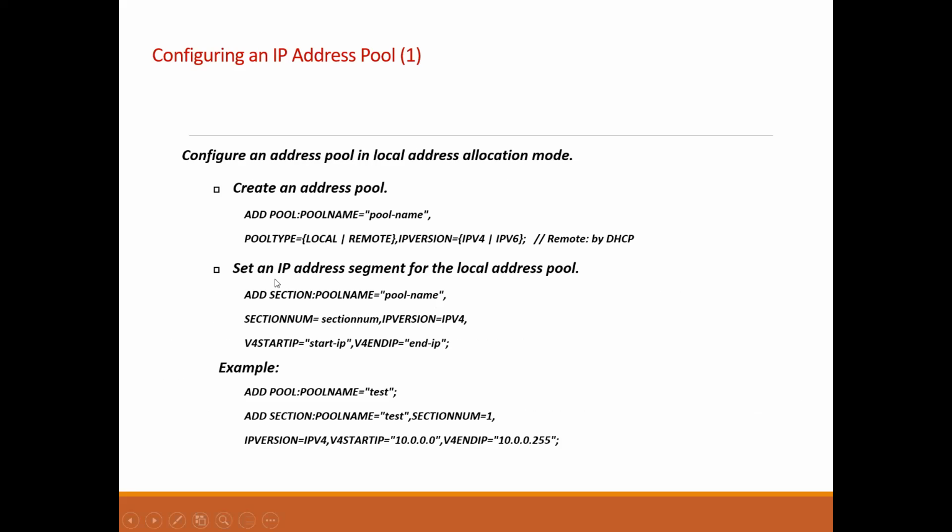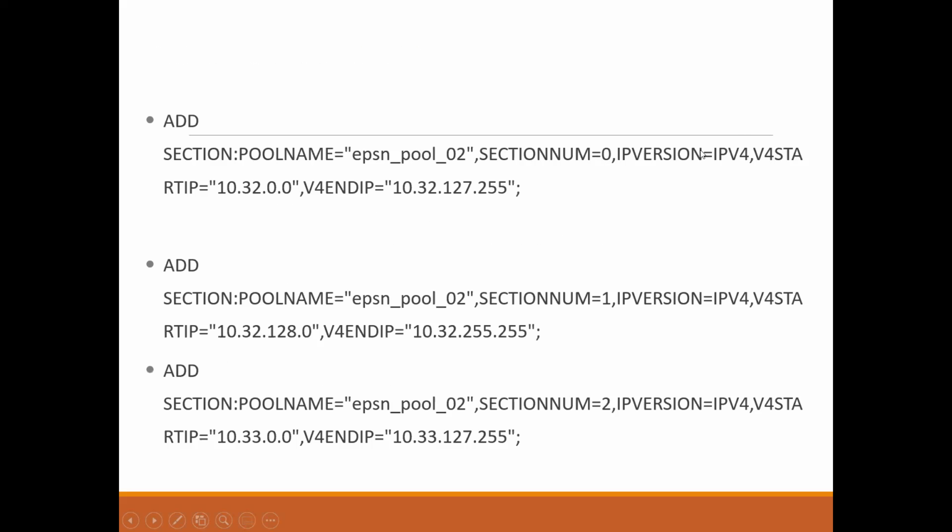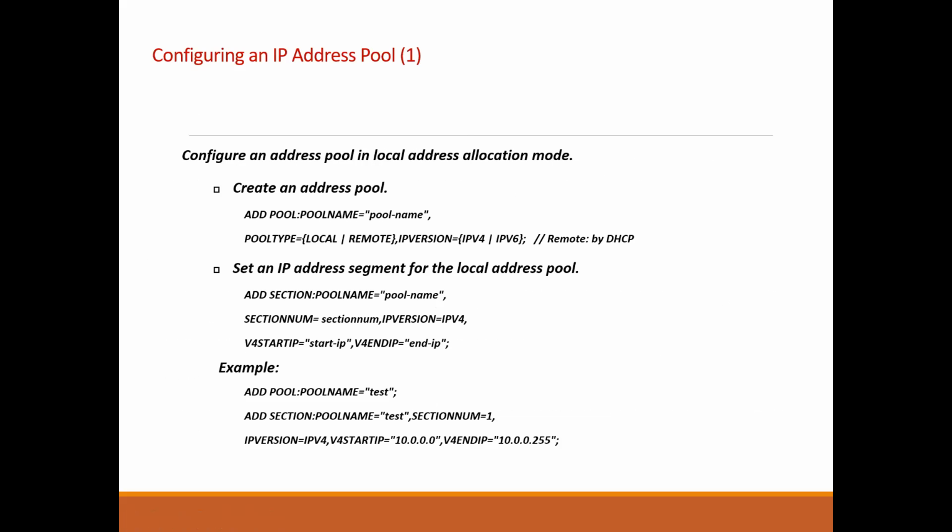So you add a section, you specify the pool name, then you specify the section number, which starts from 0 and then increments. You specify the IP address type, which is IPv4, and then you specify the start IP and the end IP, which I already showed. Section 0, IPv4, start IP is going to be this, and end IP. So a maximum of one section can have 65536, 2 raised to the power 16, IP addresses.